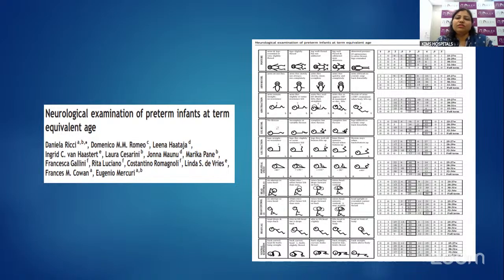Okay, so basically you will be seeing the 32 weeks child when the child is 40 weeks of gestation. You're not seeing at that time when the child is 32 weeks. But you are observing the scores of the 32. Here it's written 32 to 34 weeks. So in this paper, they have explained how to score this particular preterm at their term equivalent age. Okay.